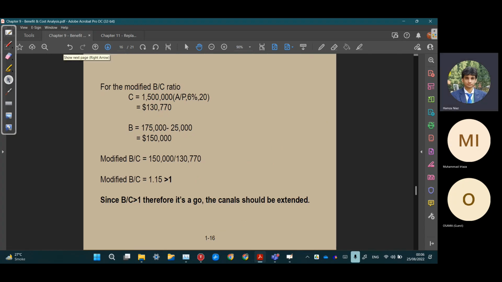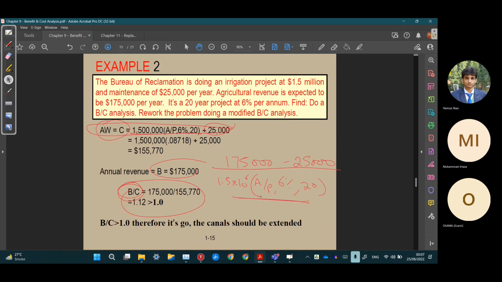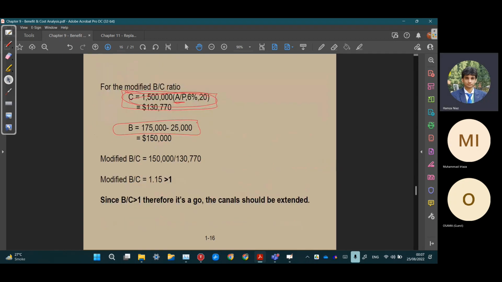Yes, here they have done, look at this one. That is benefit minus annual operating cost. This is benefit minus annual operating cost. And the cost, this is the initial investment converted to annual series. So this is what I've written here. The cost, the initial cost converted to annual series. So then divide both and get the answer.